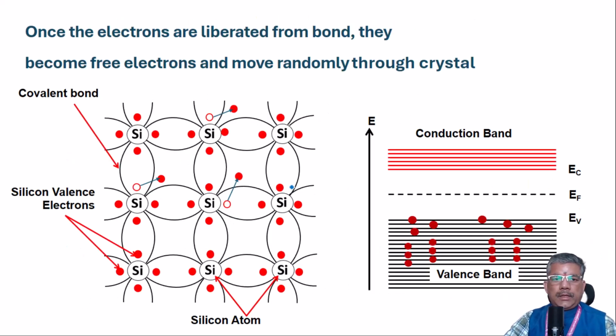Now, look at the diagram. Once the electrons are liberated from the bond, they become free electrons and move randomly through the crystal. See how the hole is created.